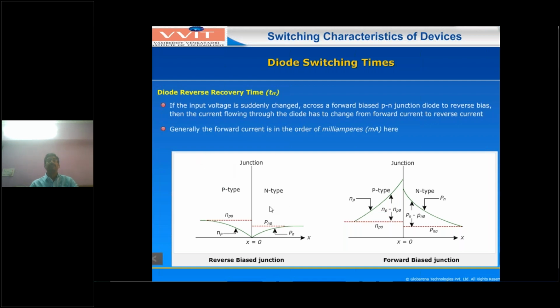Then how do the minority charge carriers vary? You have to see these diagrams of the minority charge carriers. This is the p side, where the minority carriers are electrons. See how they disappear at the junction in the reverse bias condition. Similarly, see how the n side carriers disappear at the junction. Similarly, in the forward bias condition, the minority carriers increase at the junction.